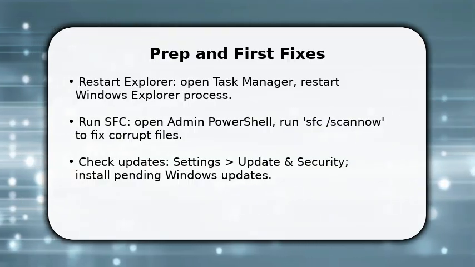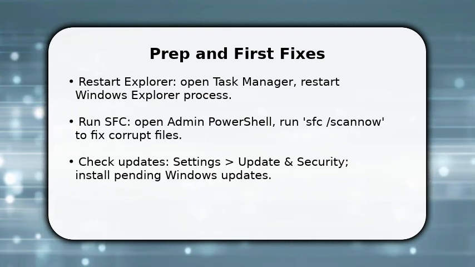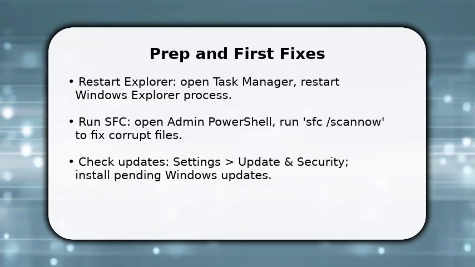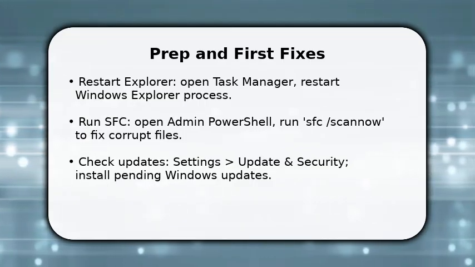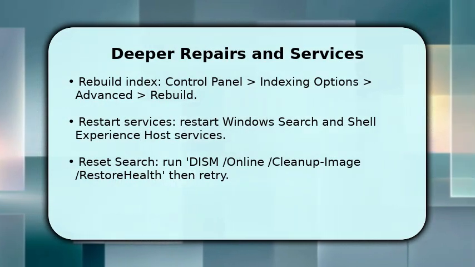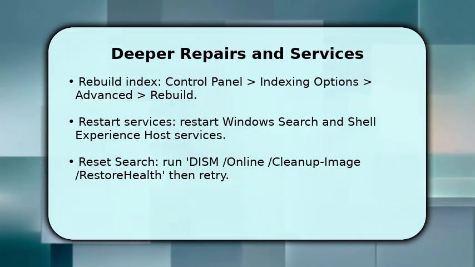These steps address temporary hangs and underlying file issues. They're quick and often restore search without deeper changes. Now you move to deeper repairs to fix indexing and service problems. Rebuild the search index from Control Panel indexing options. That resolves missing or corrupted index entries that crash the bar.